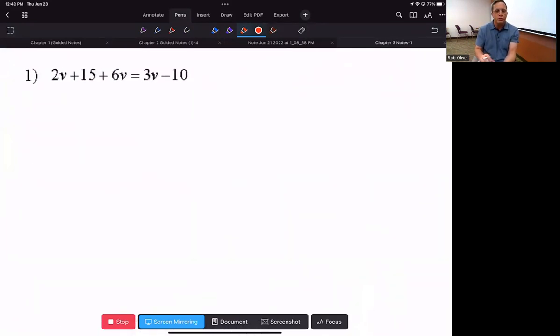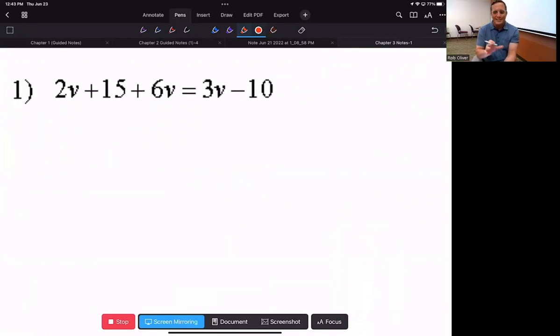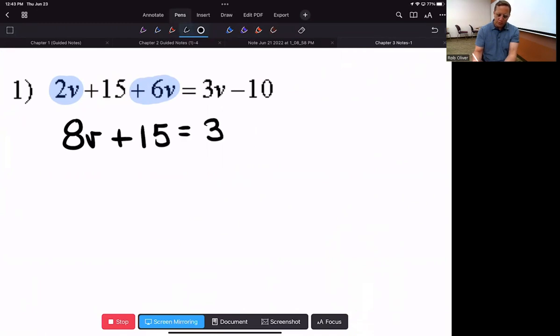For number 1, we've got 2v plus 15 plus 3v equals 3v minus 10. A lot is going on in this problem, but let's focus on each side. We're not going to do inverse operations yet. Let's just focus on the like terms we can put together. We have 2v and 3v on that side, which makes 5v. And then we've got 5v plus 15 equals 3v minus 10.